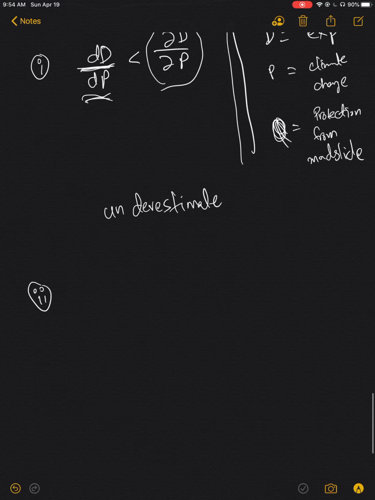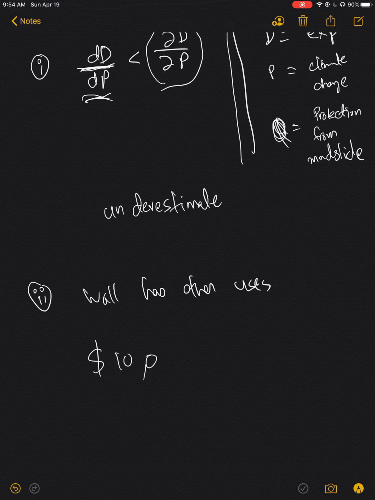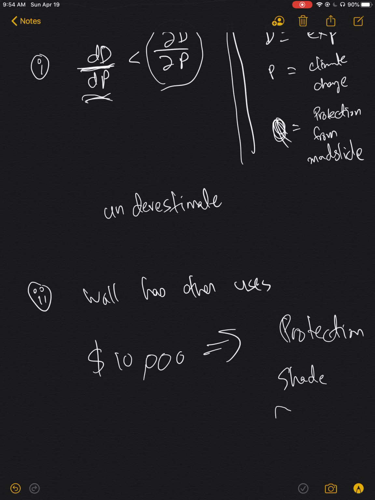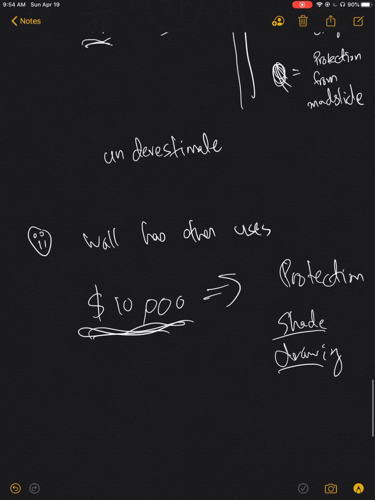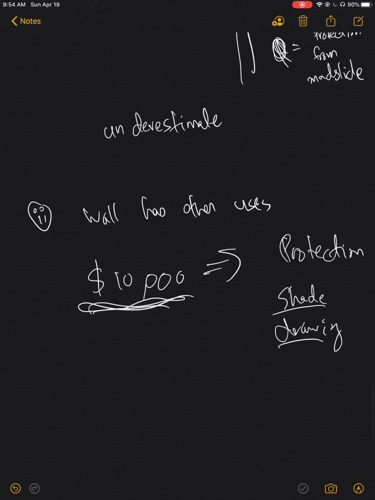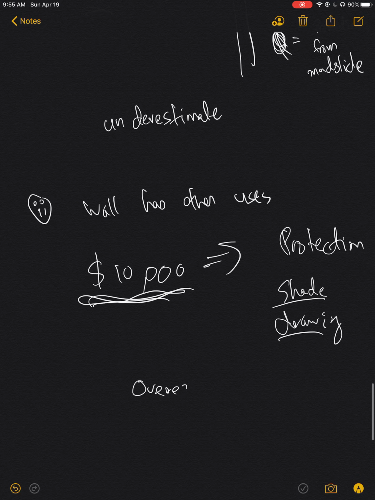But then you'd also have to take into account the fact that the wall has other uses. Now, what that means is the 10,000 that Jim's actually spending on the wall isn't just protection, but it's also for things like shade and drawing, which means from that 10,000, some of that money is at least for these other uses. So in that sense, this 10,000 is an overestimate of Jim's true willingness to pay to mitigate climate change.